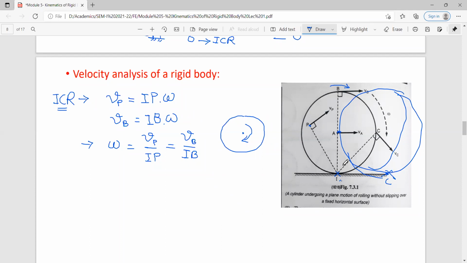That's why the ICR is changing position. It is called the instantaneous center of rotation. So this point here, this point on the ground, it is the ICR for that particular moment. And when the moment changes, the position of the cylinder also changes, and another point becomes the ICR. Got it? Yes, sir. Yes.